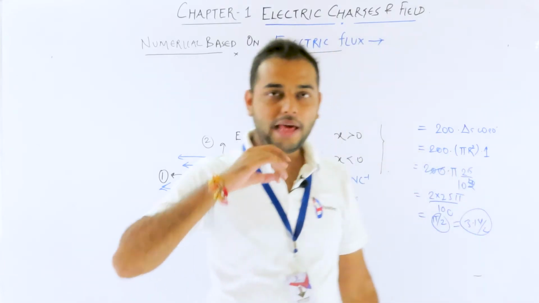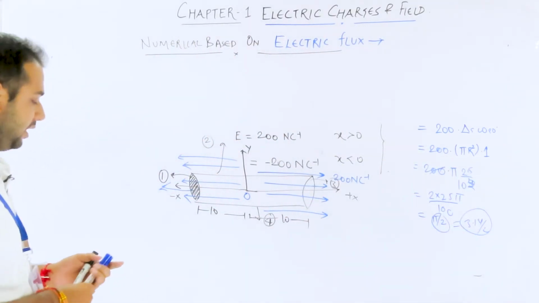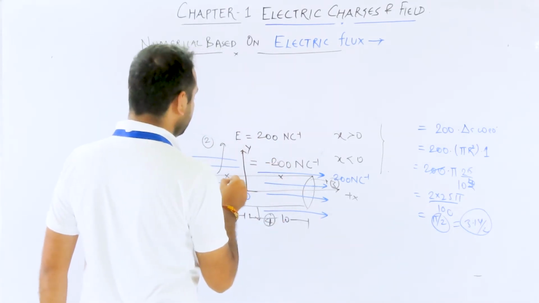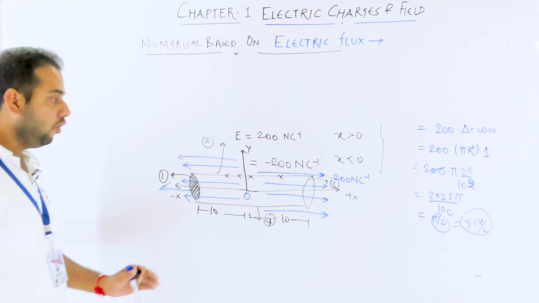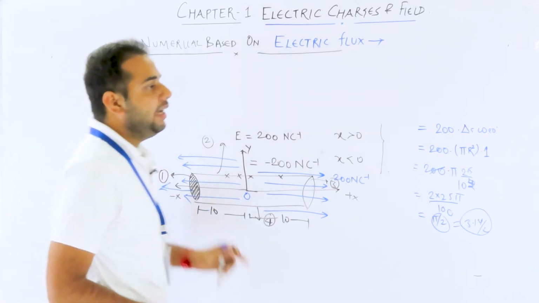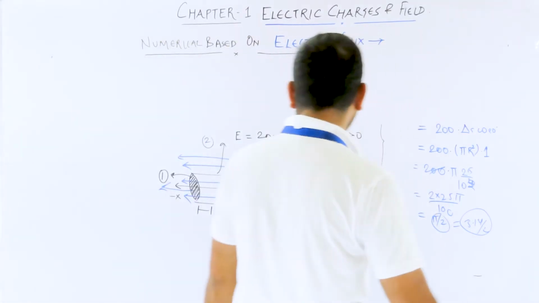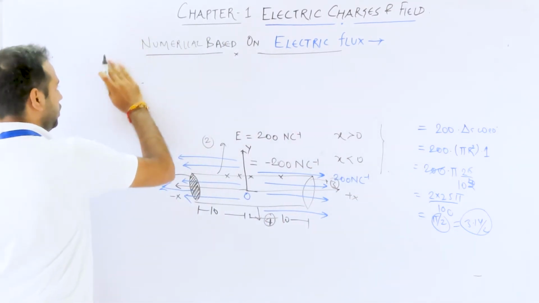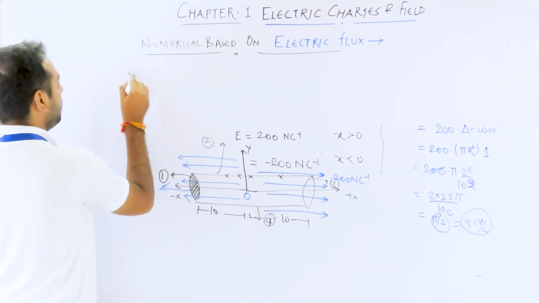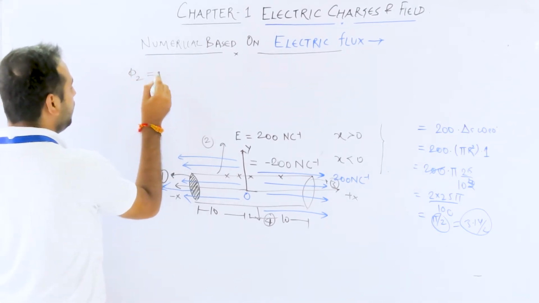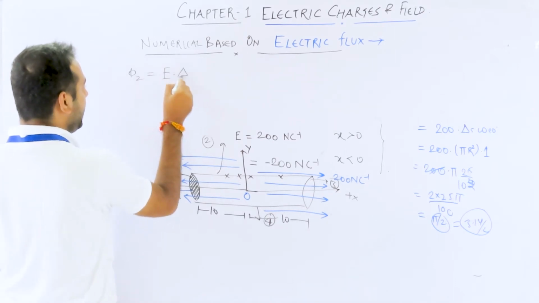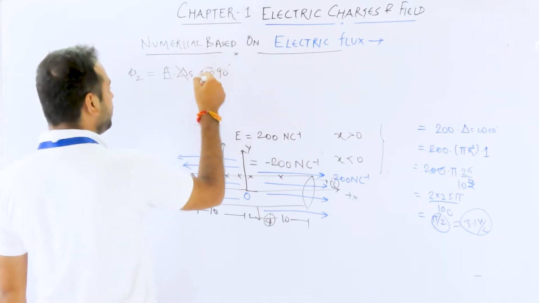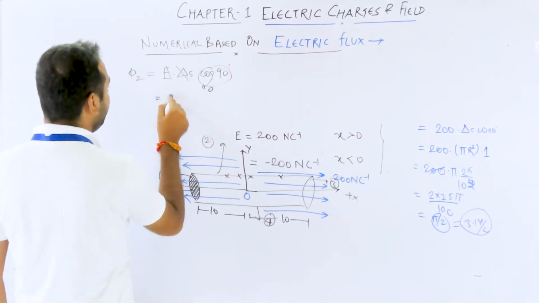But what is the direction of area vector on this surface, on second surface? It is always upward. Whether I talk about this point or this point, it is always perpendicular to the direction of the electric field. Hence, phi 2 is simply E multiplied by ds and cos 90. We don't have to worry about this because cos 90 vanishes. It is 0, and hence it is 0.